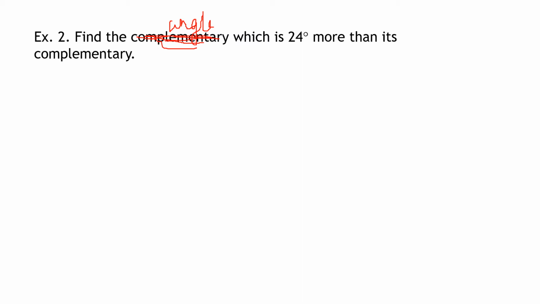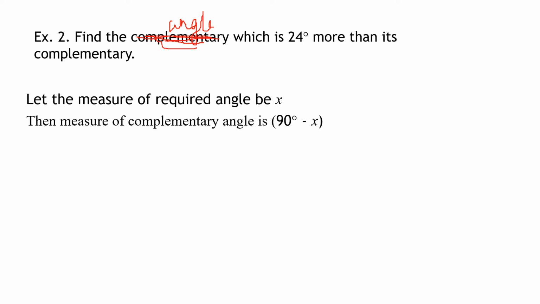So again, let the measure of the required angle be x. So we have taken our angle to be x. So what is the complementary of this angle? How do we find the complementary? The sum of two angles is 90. So the complementary of x will be, again we have the measure of the required angle as x, the complementary will be 90 minus x.